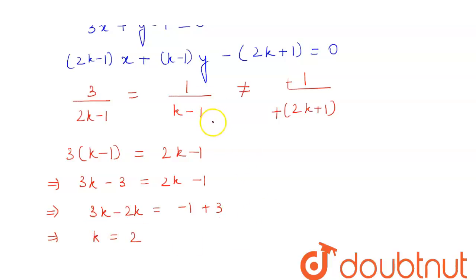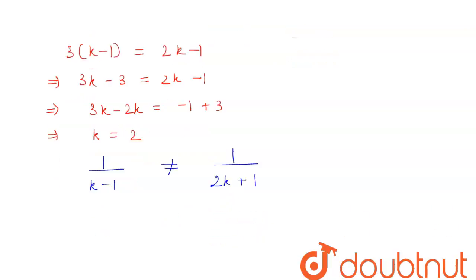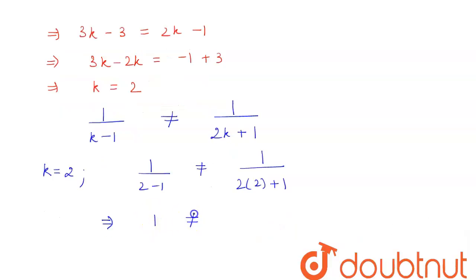Now we will have to check if this second condition is also satisfied. So we have 1 upon k minus 1 should not be equal to 1 upon 2k plus 1. So we will put the value of k as 2 and check it here. So we will get 1 upon 2 minus 1 is not equal to 1 upon 2 into 2 plus 1. This gives us 1 is not equal to 1 upon 5, and this is true.